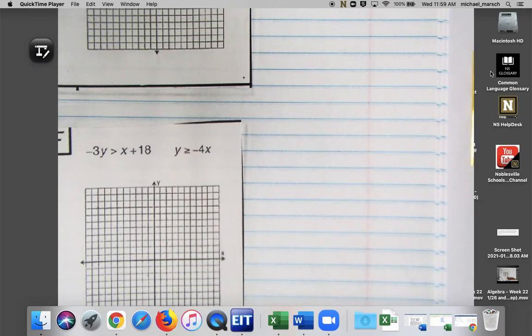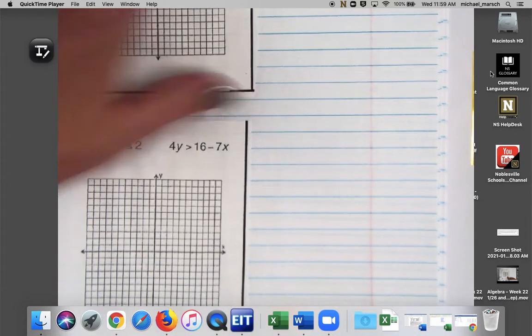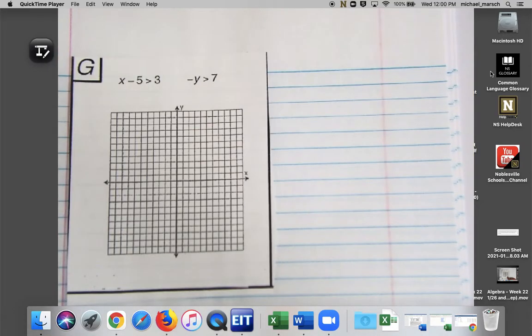Hold on a second. We might skip this one. Let's skip all the way to G. I just want to make sure we have time to see all possible situations. Let's look at G here.